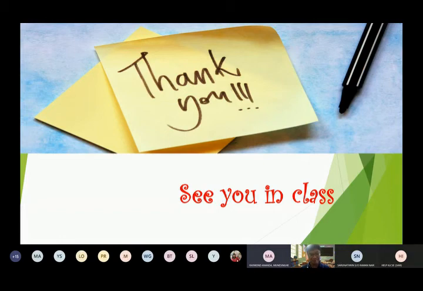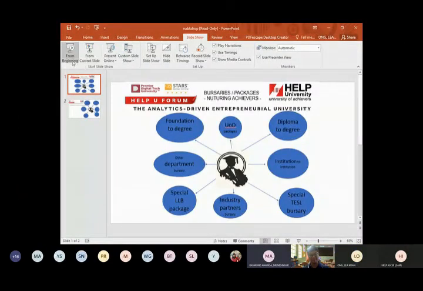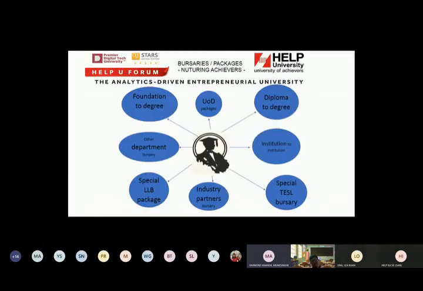Before you all run off, we have some interesting information for you now. HELP University gives out millions and millions of ringgit every year in the form of scholarships and bursaries. So I would like to invite my colleague from the Customer Marketing Department, Mr. Greg D'Souza, to share some information about our upcoming scholarships and bursaries. Greg, could you please?